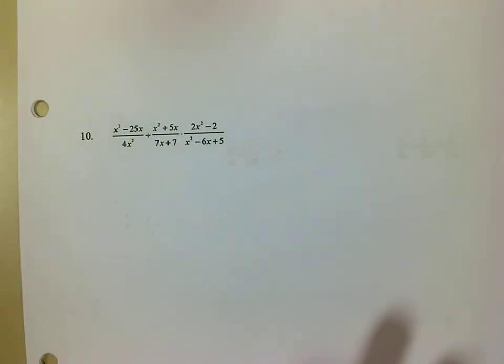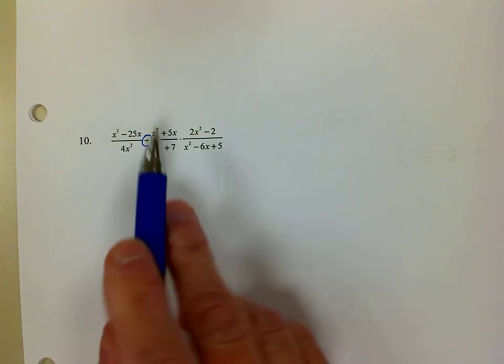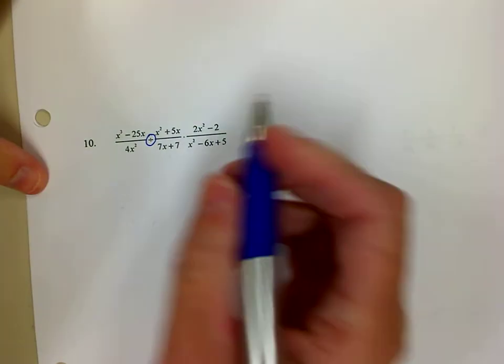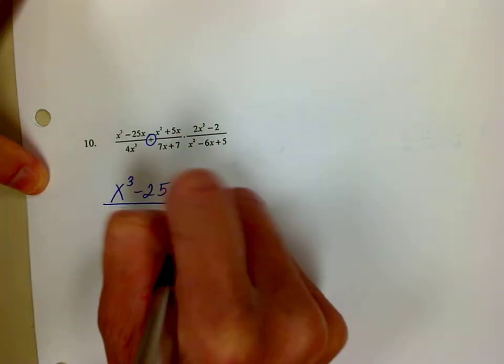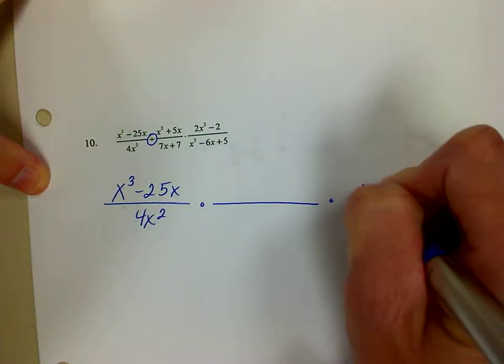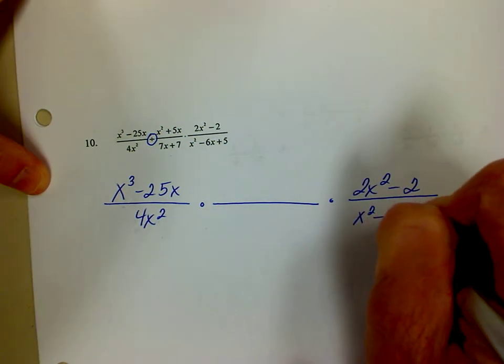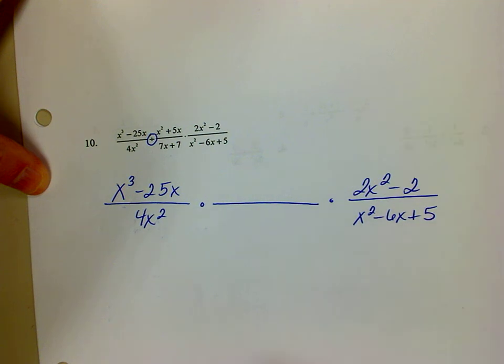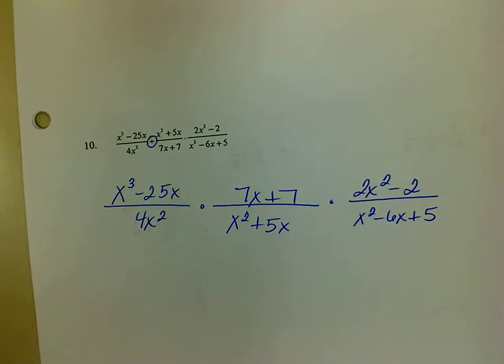Okay, the first thing I want to do is change my division to multiplication. So I have one division sign. So whichever fraction is after it, that one changes. So only this one's going to change. Everything else stays the same. So I'm just going to rewrite the problem. So the first fraction and the last fraction stay the same, but the middle fraction is going to change. So 7x plus 7 goes on top. X squared plus 5x goes on the bottom.